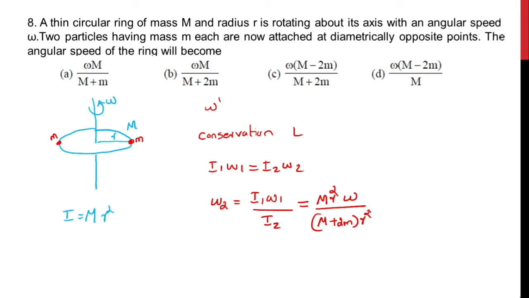So now you can look at this equation. R square cancels. So what is the final angular velocity? Omega 2 is equal to M into omega, all divided by M plus 2m. So option B is the right answer.